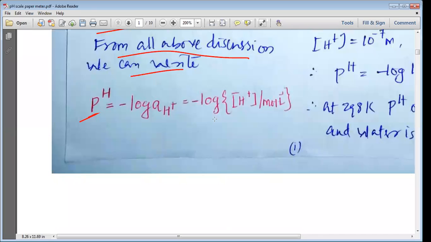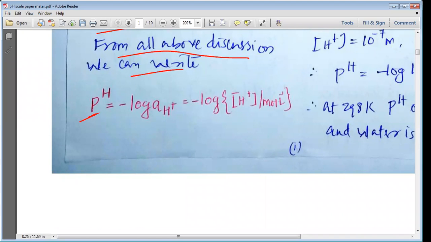So this is how, my dear students, we can easily understand the pH scale. Once again, I would like to share with you that we can write the formula for pH. pH is equal to minus log of the activity of H plus ion, or we can write that pH is equal to minus log of the concentration of H plus ions. So this is how we understand the pH.